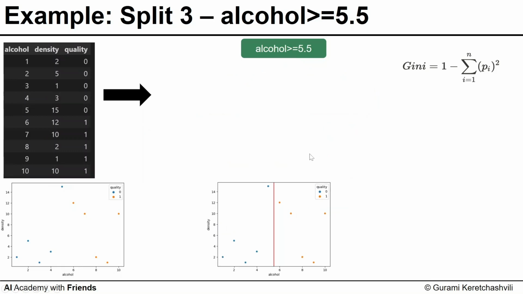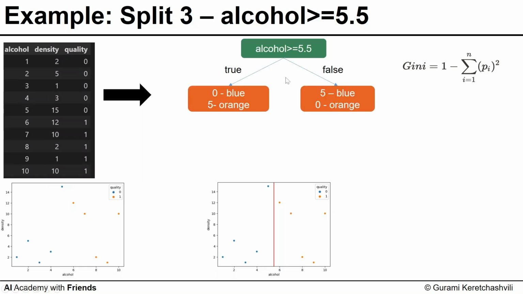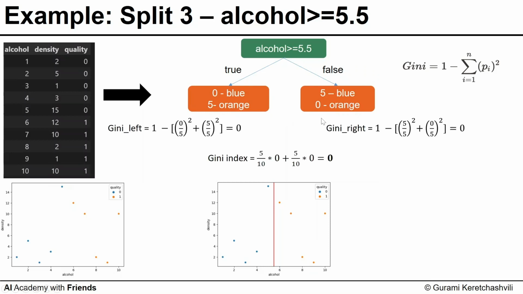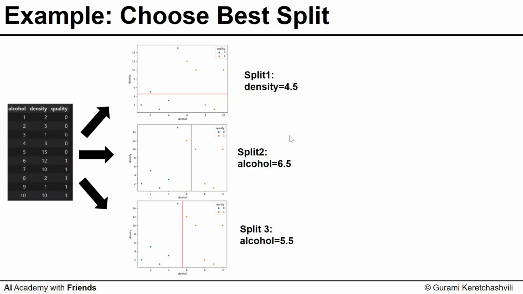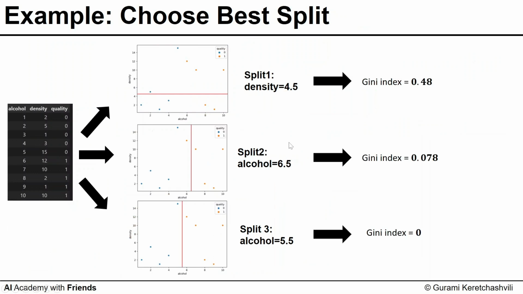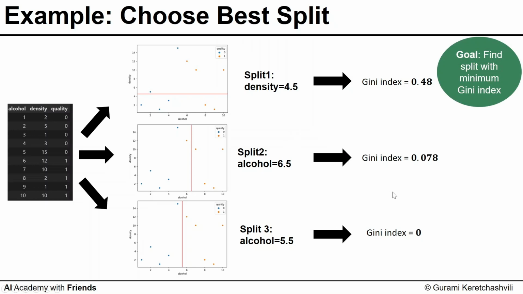In the third split, we have alcohol is greater than 5.5. In the same way, we have 0 blue and 5 orange in the left and 5 blue and 0 orange in the right side. The Gini index is 0 in both sides, and the final Gini index is 0 as well. Here are the splits and their Gini indexes. As a reminder, the best split is the one which has the lowest Gini index. It's not surprising that the third split is the best one. This is how we choose the split.